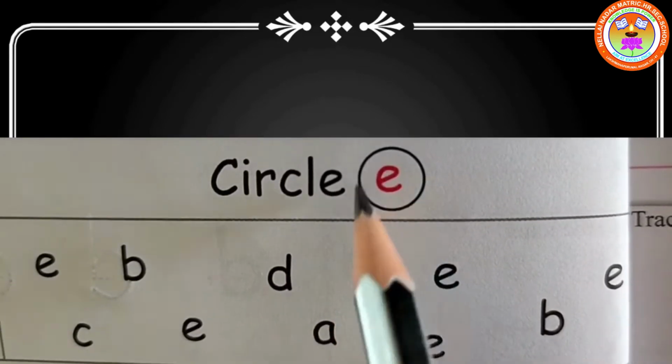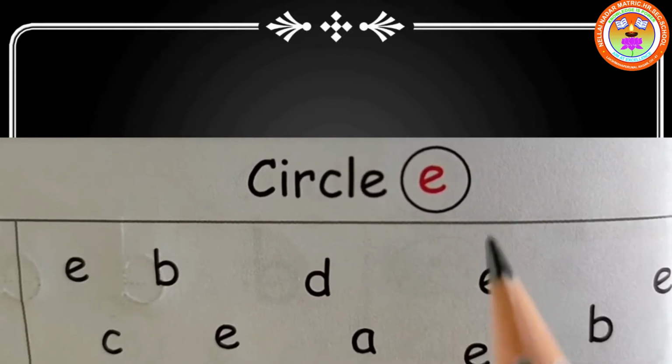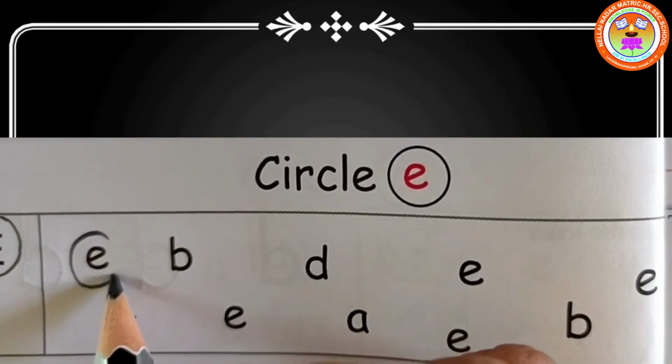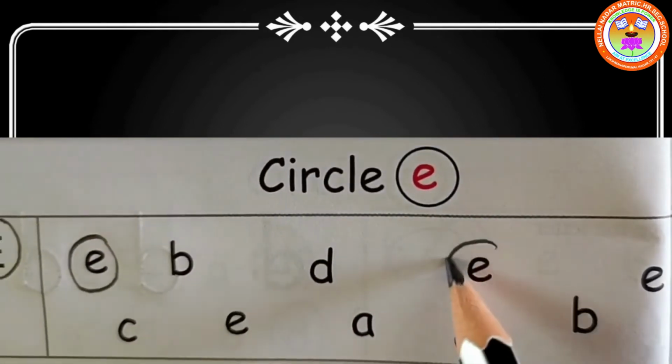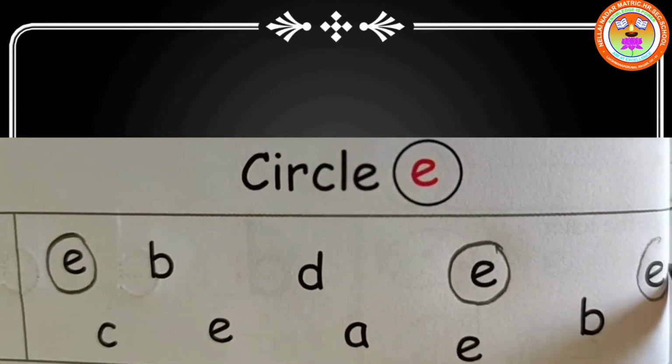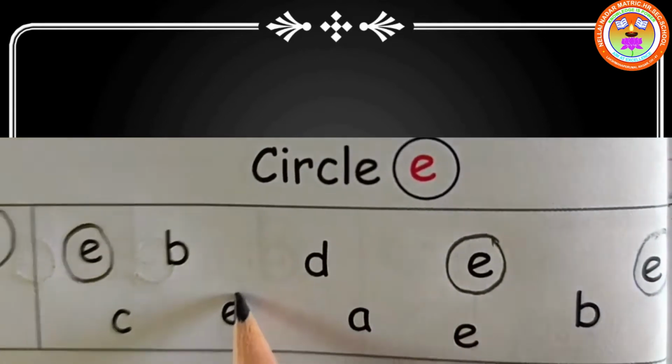Circle small letter E. So now we have to circle only the small letter E. See here, children, only small letter E you have to circle. Okay. You also circle in your book.